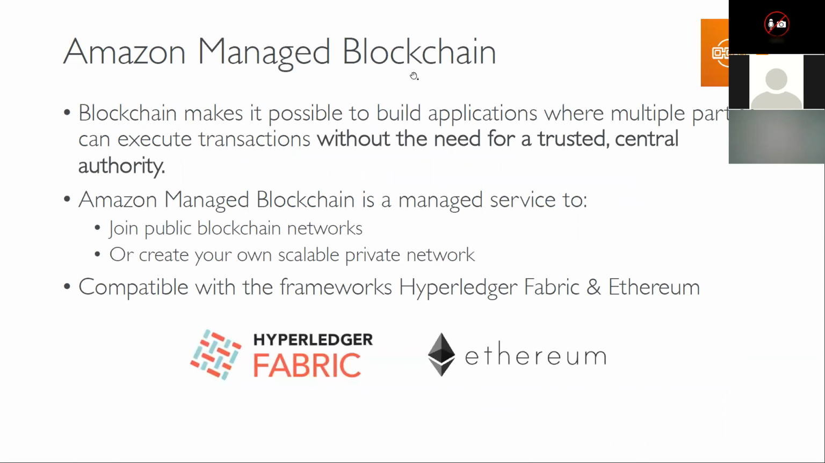Next is Amazon Managed Blockchain. Blockchain makes it possible to build apps where multiple parties can execute transactions without the need for a trusted central authority. So this is not controlled by anyone else, where everybody is a master, sometimes called multi-master.